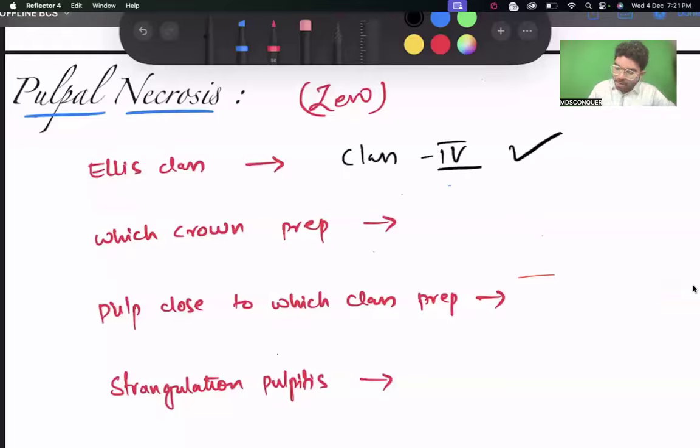Yes, perfect. Class 4. Which crown preparation can lead to necrosis? You have different types of crown preparation, like 7/8 crown preparation, 3/4 crown preparation. Okay. So the one involving more surface area of preparation is more inclined to necrosis. That is full crown.